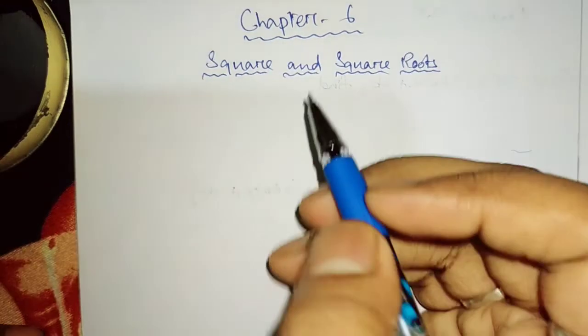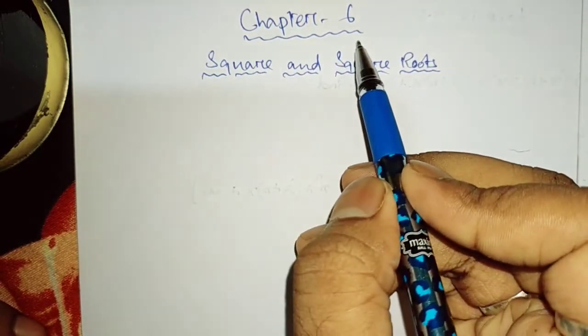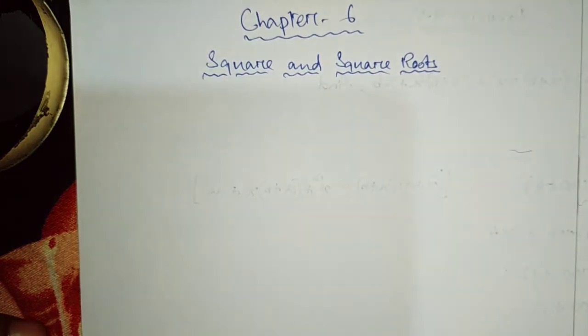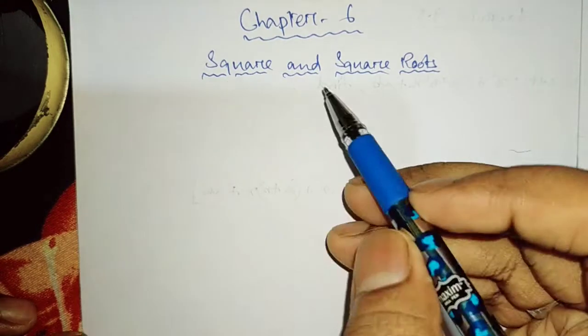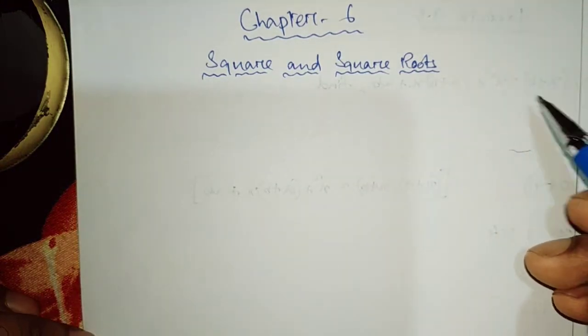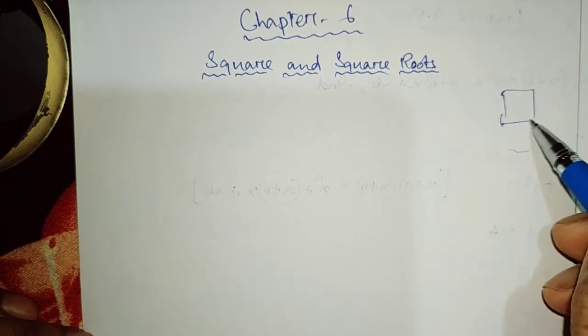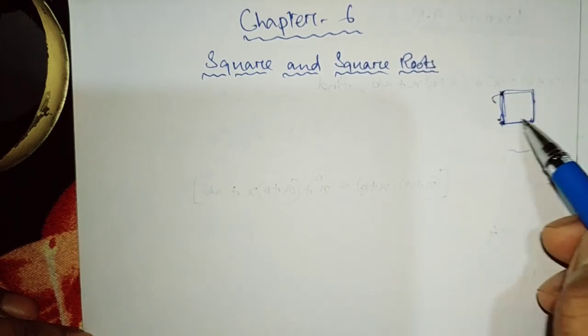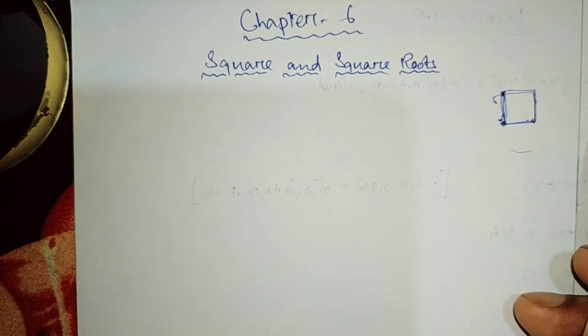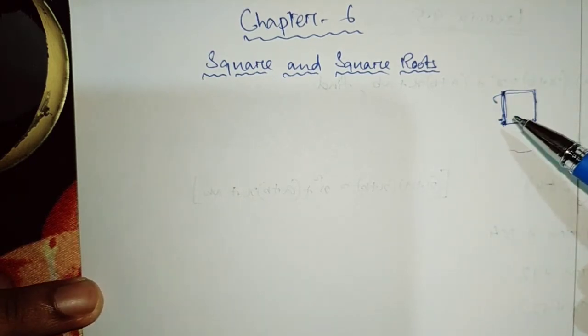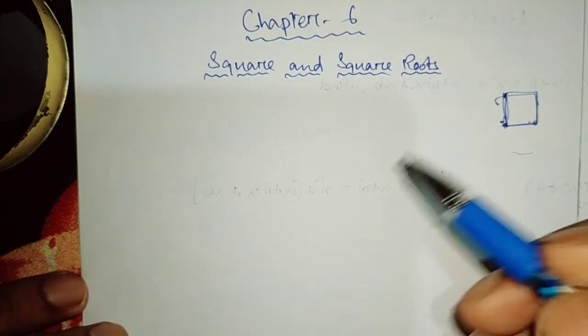Hello everyone. Today we are discussing chapter 6, that is square and square root. So basically when we say square, what comes to our mind? It is actually a geometrical shape, having all sides equal. So things are quite similar in geometry and algebra also.